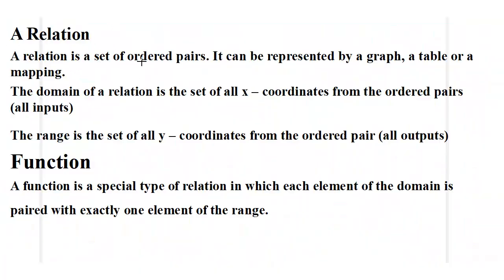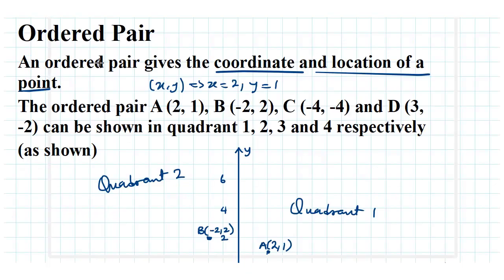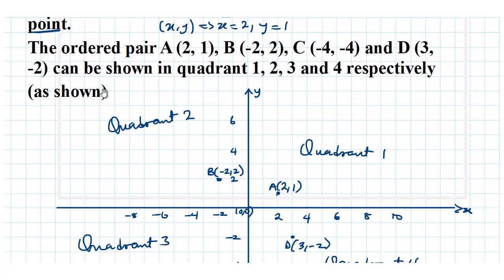A relation is a set of ordered pairs. It can be represented by a graph, a table, and a mapping. And don't forget what I said previously about the ordered pair, that it gives the coordinates and location. The key part of the ordered pair is the coordinate, because the location can actually change. What I call quadrant 1, 2, 3, 4 here could be maybe A, B, C, D, or something else.